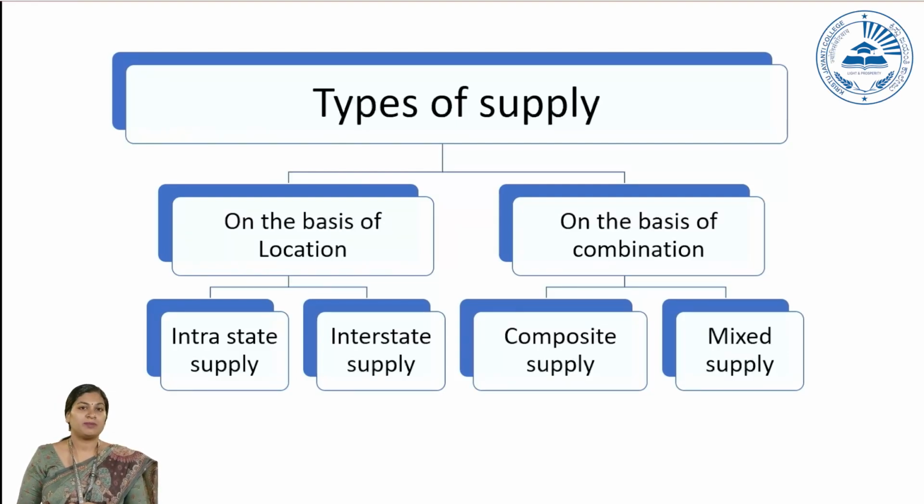So on the basis of supply location, it will be classified into intrastate supply and interstate supply. And on the basis of combination of goods and services, it is again classified into composite supply and mixed supply. Now we go into detail of different types of supply. So first one is on the basis of location of supply. So that will be intrastate supply and interstate supply.